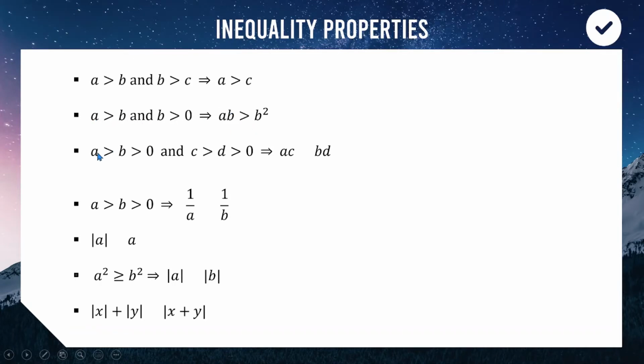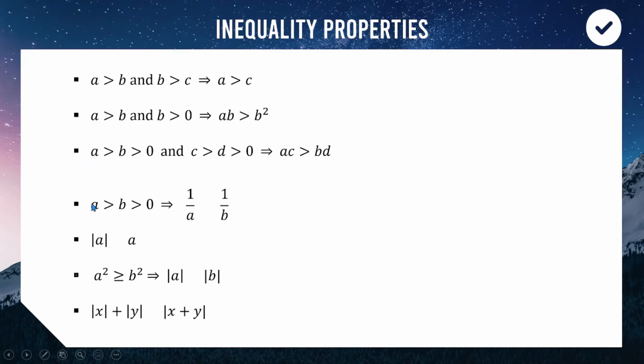For the third point, we have A is bigger than B, which are both positive, and C is greater than D, which are also both positive. Now what we can do here is multiply these inequalities together and say that A times C will be bigger than B times D. You can only do that when you know that both sides of the inequality are positive.